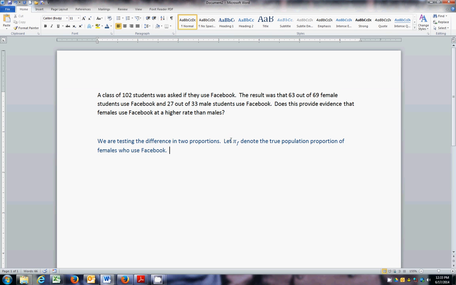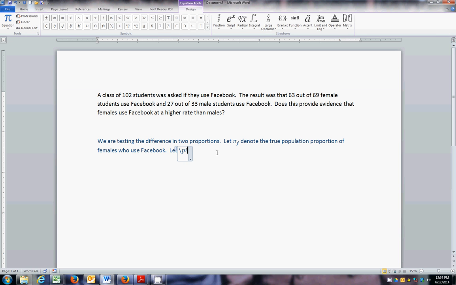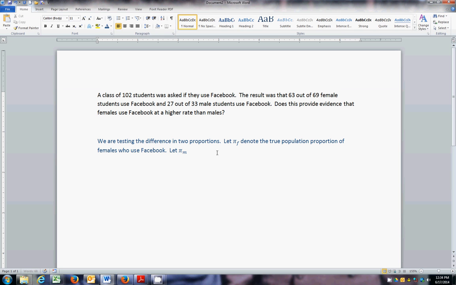And notice I'm going to use pi instead of mu because it's a proportion. Pi is the Greek letter for population. So we don't actually know this value. This is what we're going to assume something about in our null hypothesis. And we're going to let pi sub m denote the true population proportion of males who use Facebook.